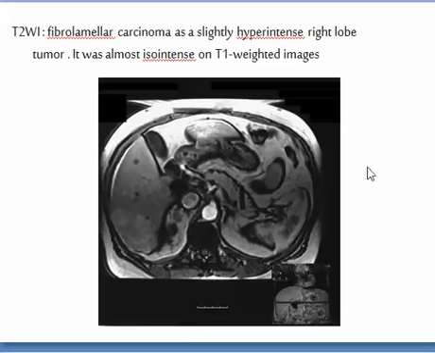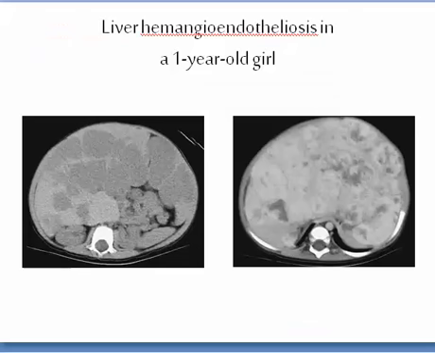Fibrolamellar carcinoma appearing as slightly hyperintense in the right lobe, almost iso-intense in T1 weighted images, but here it appears as slightly hyperintense in T2. So remember that malignant lesions could appear as mild hyperintense and not only intermediate intensity, but definitely it's of maybe iso or hypo in T1 weighted images.